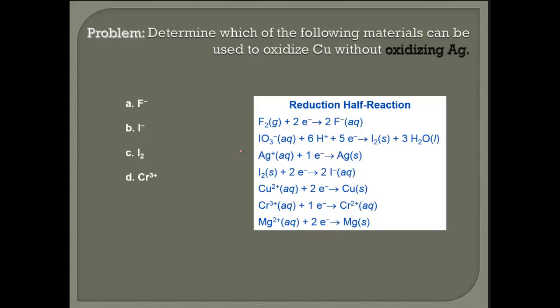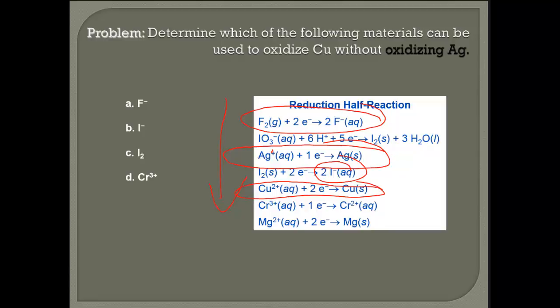Well, here's copper and here's silver. How these are used is whatever is above can oxidize whatever is below it. So for instance, fluorine is above both of them, so it can oxidize both. I minus is on this side, so it would have to be the reverse reaction. So that would work for silver, but not with copper.